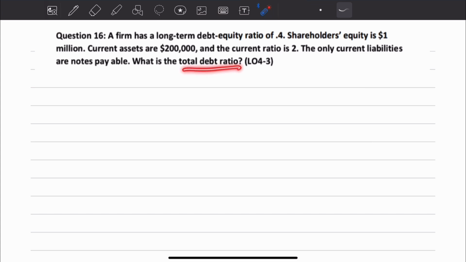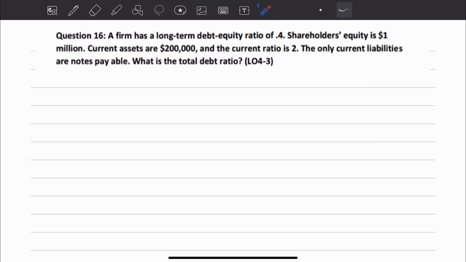So this is what we want to figure out, but we do have to find a few things before we do that. The total debt ratio is calculated by dividing the total liabilities over the total assets. But we want to find these components before we can do that. So let's use the information that is given to us, and from that we can find our total debt ratio.